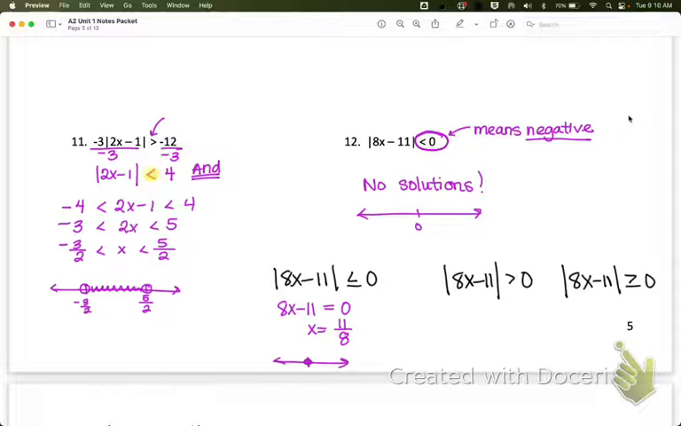What if I said that that absolute value was greater than 0? Well, that would be almost all real numbers, but it does not include equal to 0. So it would look like this. At 11/8, I'd have an open circle because it's not equal to, but then the entire rest of the number line would be shaded in. And if it's greater than or equal to 0, that means it can be 0 and it can be positive. So that's every number on the number line. So be careful with zeros because it does give you some weird options.